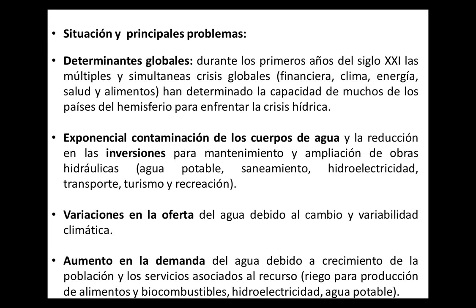So let's summarize. Summarizing, we have global determinants that basically we could see with good examples during these 15 years of this century. We have an exponential pollution of the bodies of water that requires more investments for maintaining potable water, sanitation, hydroelectricity, transportation, tourism, and recreation. The supply of water can be affected a lot by climate variability and climate change, and the demand is going to increase a lot, especially due to, as I mentioned, population growth and competing uses.